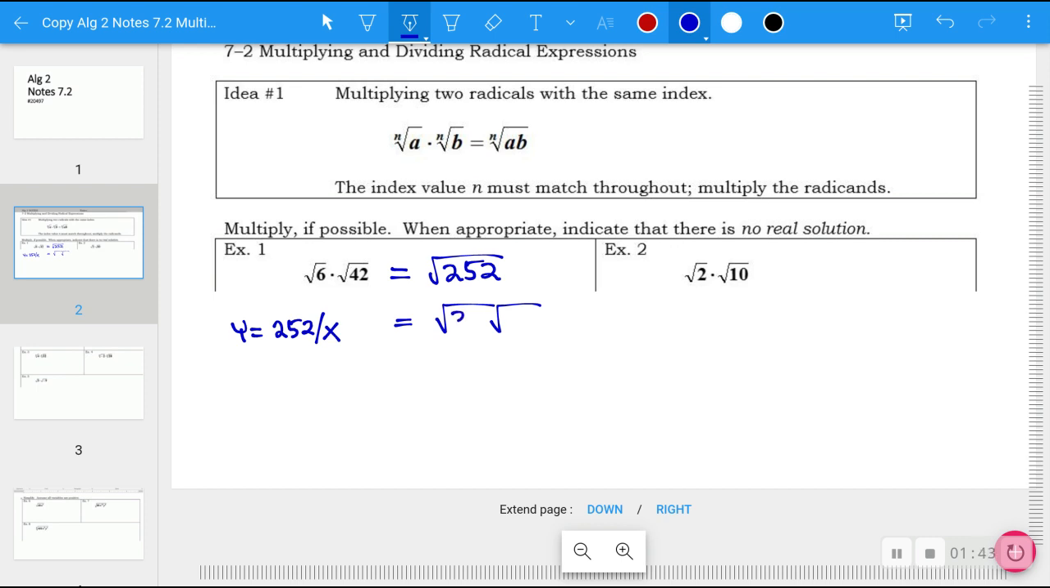You'll see 36 on the right times 7. It's going to be down on the 7th line. And now that you got a perfect square in the front, you simplify it. So you get 6 root 7 here.